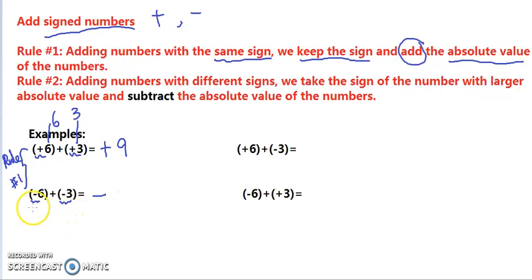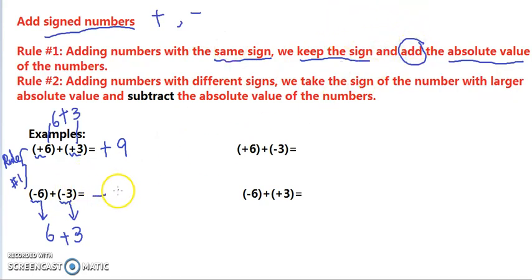Similarly, we can use the first rule to do the second example. We keep the sign: negative plus negative, we still get negative. Then we find the absolute values of these two numbers. The absolute value of negative 6 is 6, and of negative 3 is 3. So we just ignore the signs in front of them, and then we add them, not because of the operation, but because of the rule.